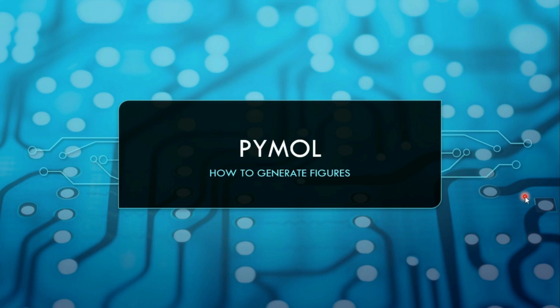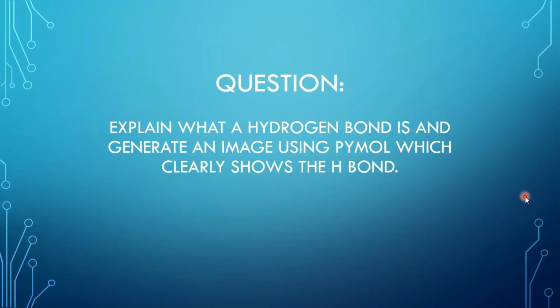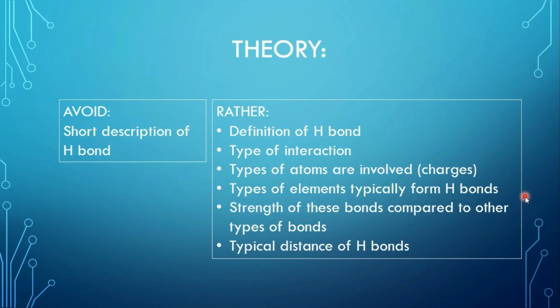In this video, we'll look at how to generate figures using Pymol for your assignments. So let's look at the first example. Let's say you get a question like: explain what is a hydrogen bond and generate an image to show this type of bond. First, let's tackle the theory part.